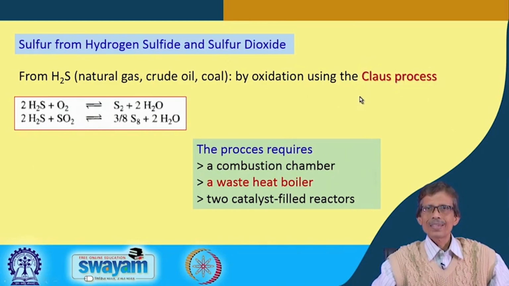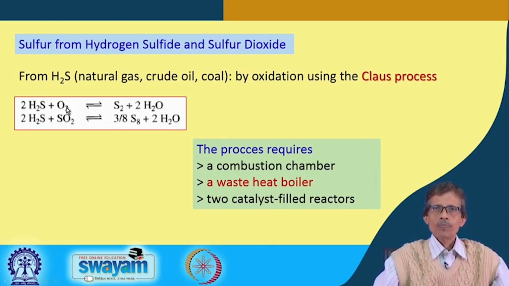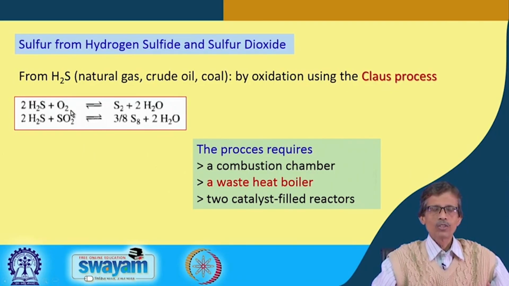The Claus process is the industrially known process where we utilize the oxidation of hydrogen sulfide, H2S, by O2, the oxygen from the air or any other source in pure form. From the chemical reaction point of view, in the stoichiometric reaction of H2S with O2, we see from the first reaction that two molecules of H2S react with one molecule of O2, giving us S2 plus 2 molecules of water.